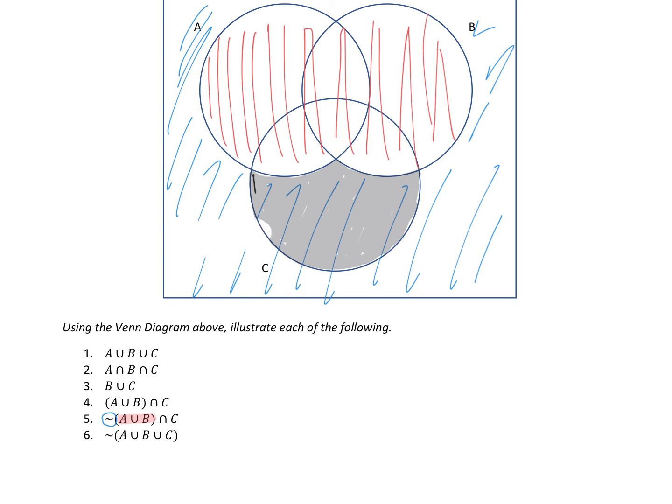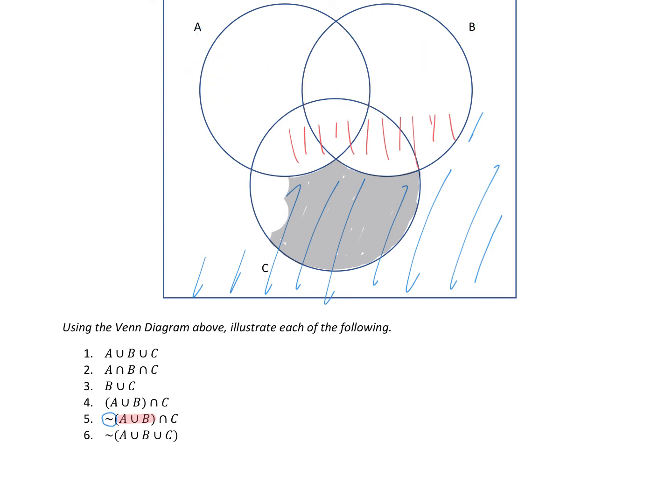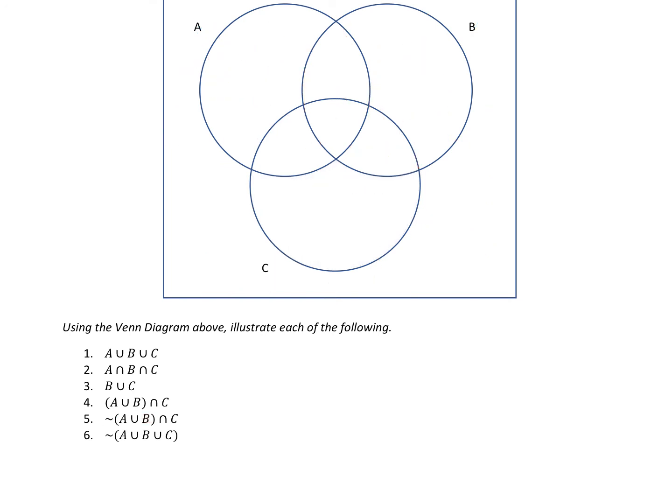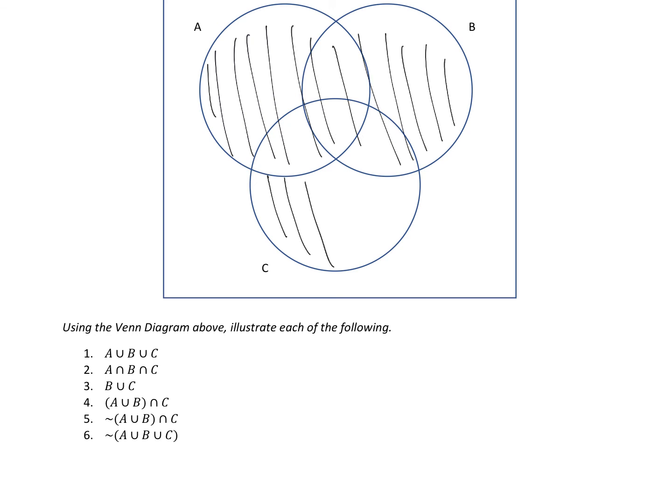Okay, so now got one more to look at. Let's look at number 6. All right, number 6, we're going to do the complement of A union B union C. So we're going to work within the parentheses first. So the complement of A union B union C. So first of all, the union would be what's in any of these 3 circles. Right. So all of that would be A union B union C.